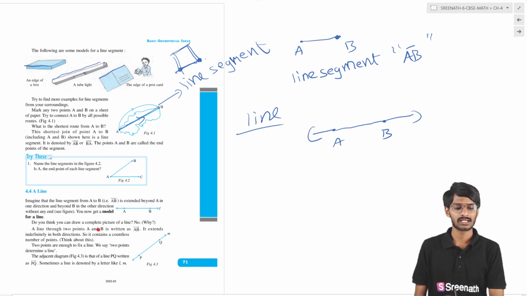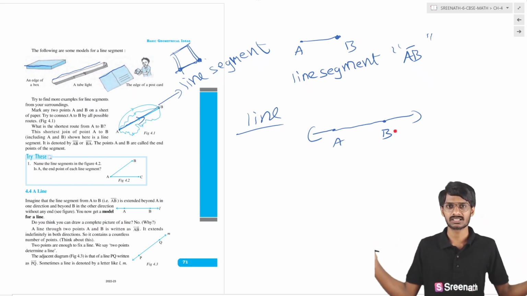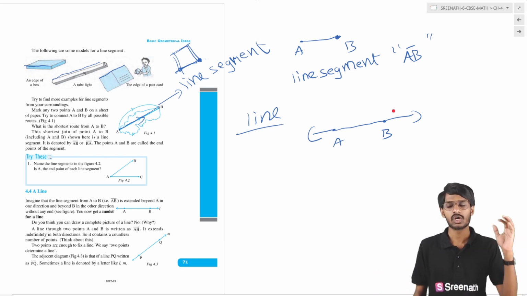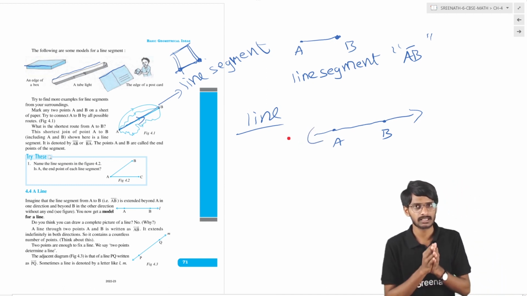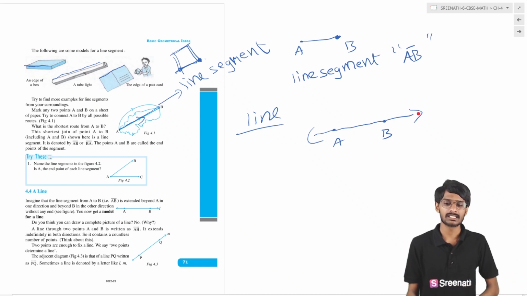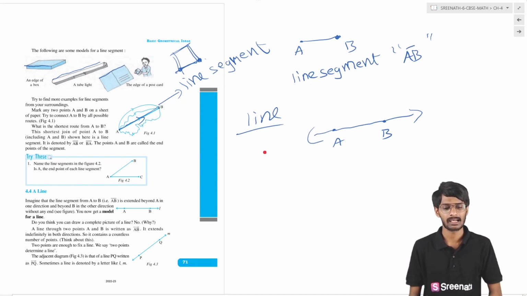So do you think you can draw a complete picture of a line? Can we draw the complete line? We can't. Why? Because it goes on extending. So we can't draw the complete picture of a line. It will always go on extending. So how can we represent it? Basically by arrows. This arrow shows that this line is not ending. Its endpoints keep on increasing. There is no end for it. That is the reason we call it a line.